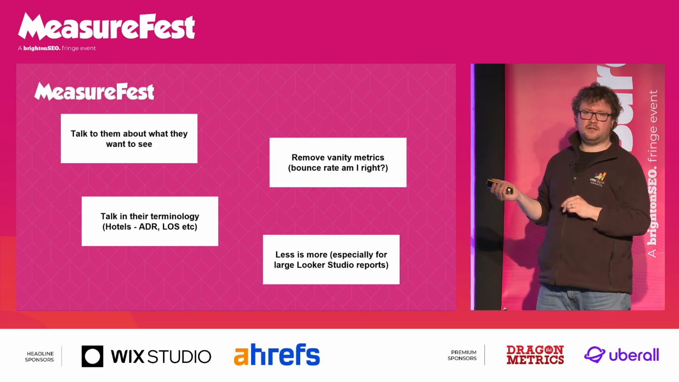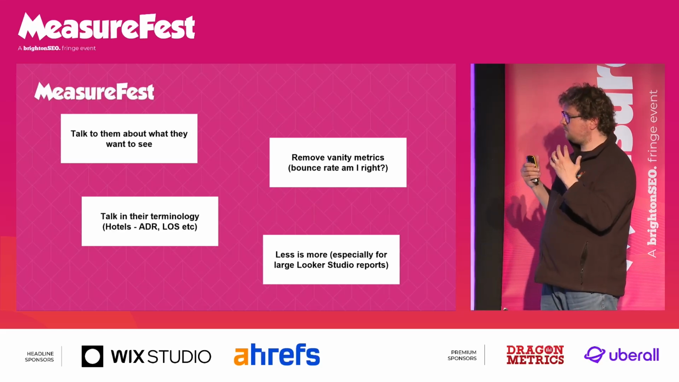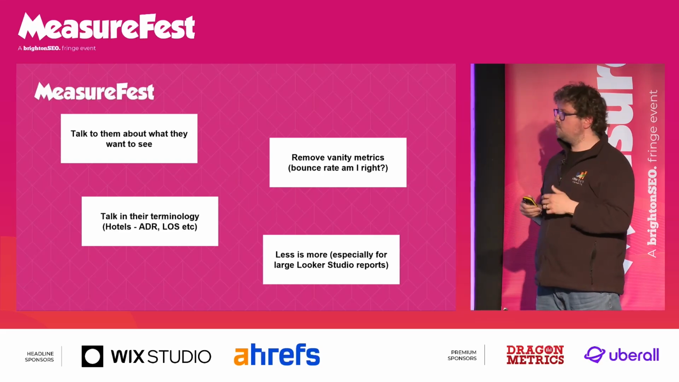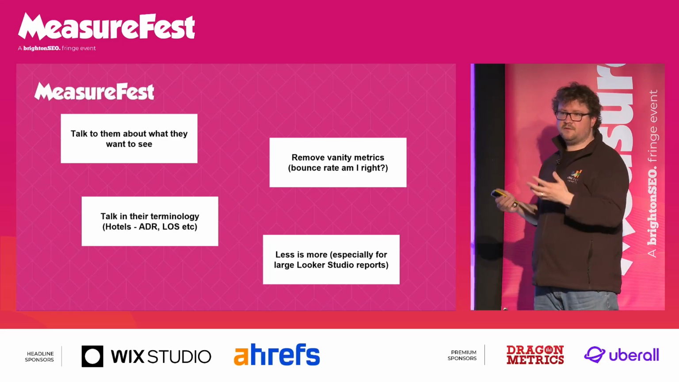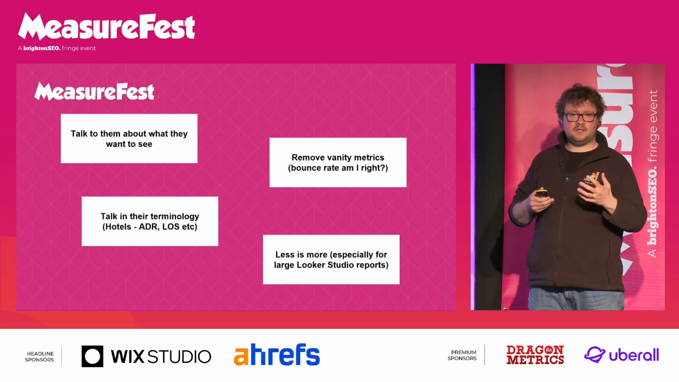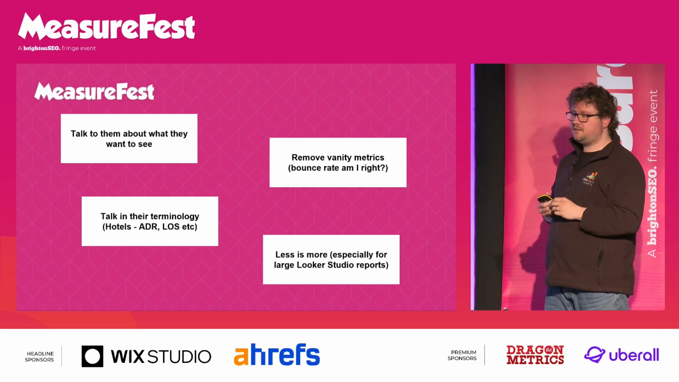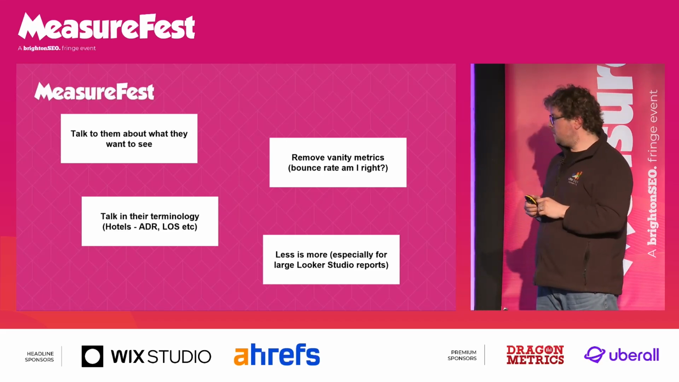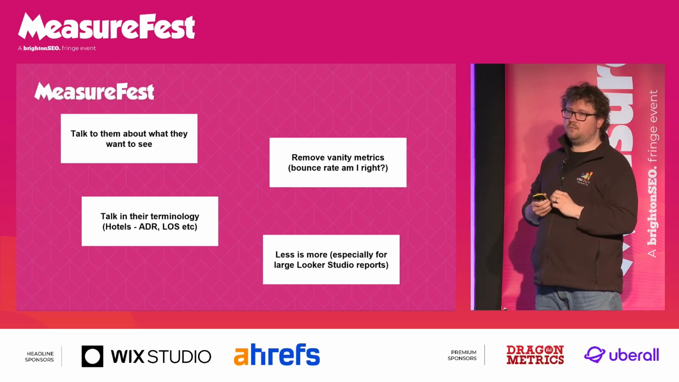In terms of styling, when you connect a data source, you can stick with the names of the metrics and dimensions that you've got, but you can also change those. I work with lots of hotels, and half the time I'm changing the terminology to average daily rate or length of stay, which I've included there. So if you can, change the names of the metrics and change how you're illuminating the data to talk to them in their terminology. And yeah, less is more, especially for larger Looker Studio reports, because you may come a cropper when it comes to quotas with GA4 data.